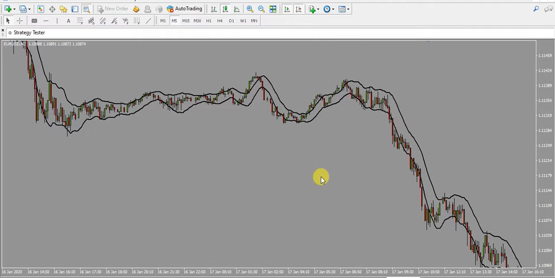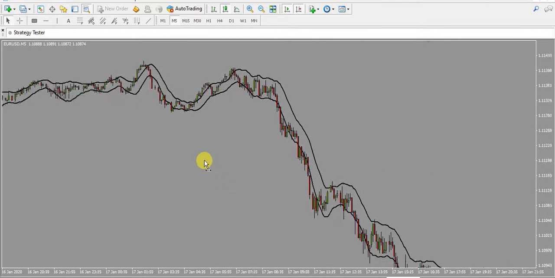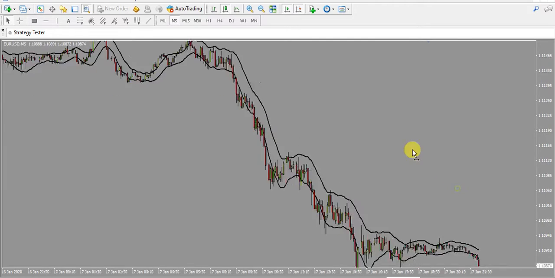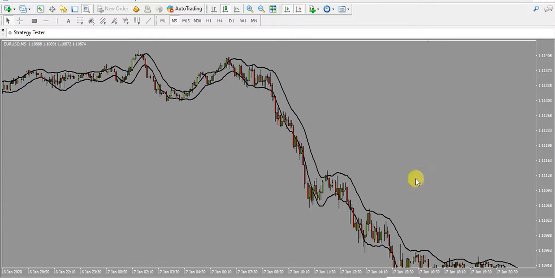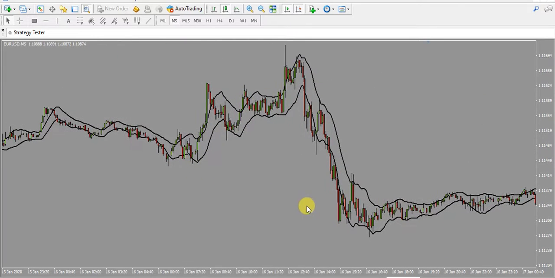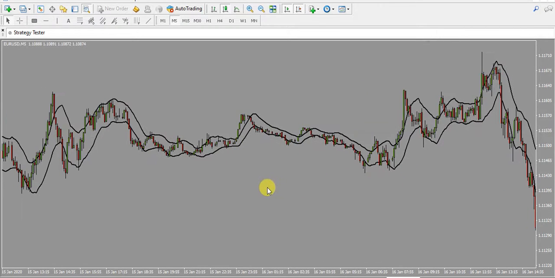Some people like to use moving averages. I like the Keltner channels because it's based off the ATR, the average true range. I think it makes seeing trends in the market easier and ranges in the market easier. Not that I trade just necessarily in between the Keltner channels or breaking out of the Keltner channels. I don't because I'm a price action trader.